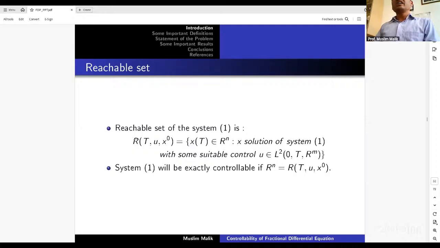If R_T is not equal to R^n, but the closure of R_T is equal to R^n, then we say that our system is approximately controllable, meaning in the neighborhood.